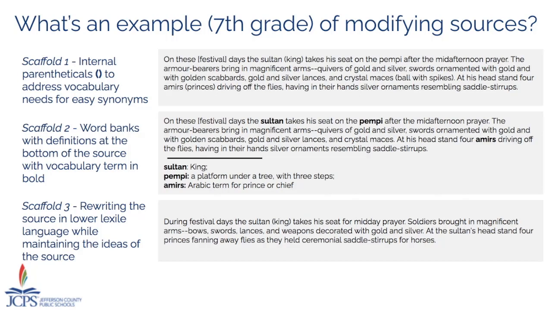So for Sultan, we can have king. For maces, we can have ball with spikes. For emirs, we can have princes, and you can sort of see that students will be able to read those quite quickly. The second scaffold is using a word bank. You'll notice that I've highlighted some words there and then defined those down below. It's incredibly important that when defining these terms that you use the most simplistic language as you possibly can, because the goal is not to complicate a term that students are having difficulty with.